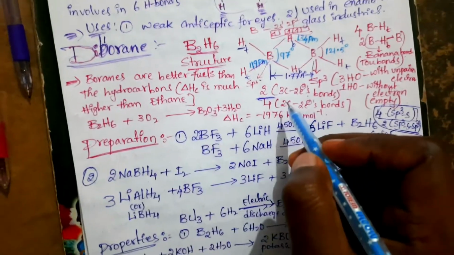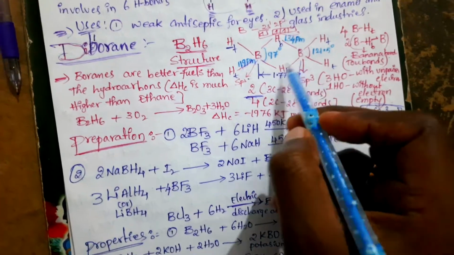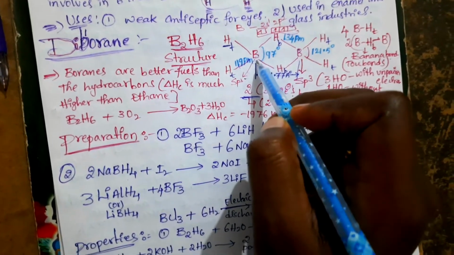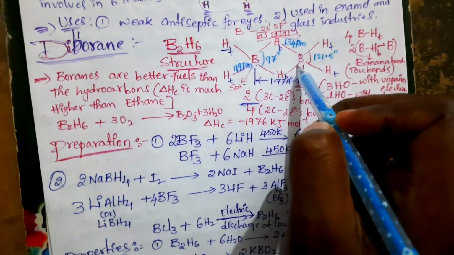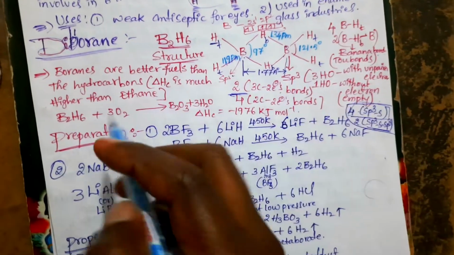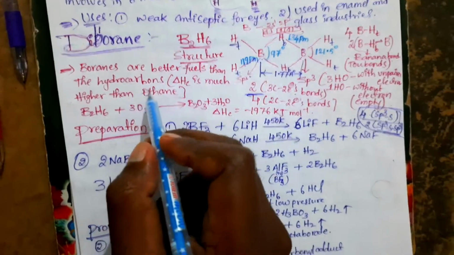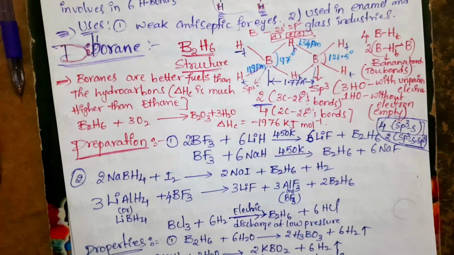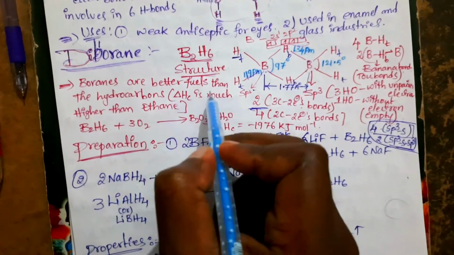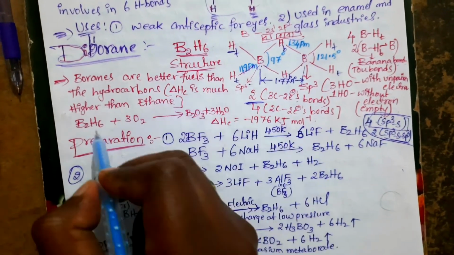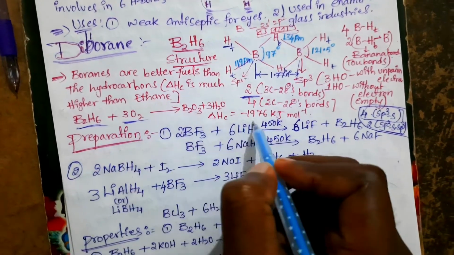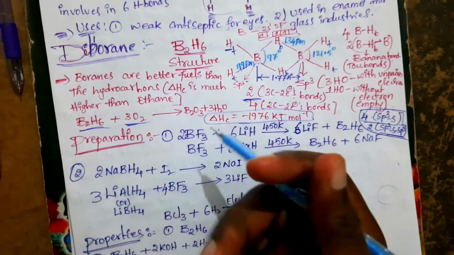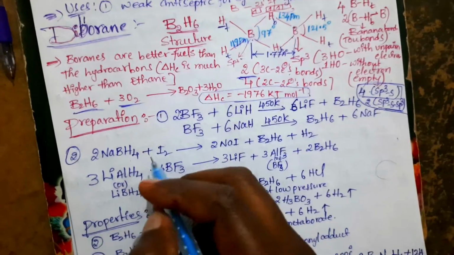Now here in this case it is very important to know how many empty hybrid orbitals are there in diborane. Here one empty hybrid orbital, here one empty hybrid orbital, total 2 empty hybrid orbitals. Borane will act as what? A better fuel when compared to hydrocarbon, because whenever diborane is combusted, we will get more quantity of heat energy. So for that reason diborane is called a better fuel. It is used in rocket fuels also.